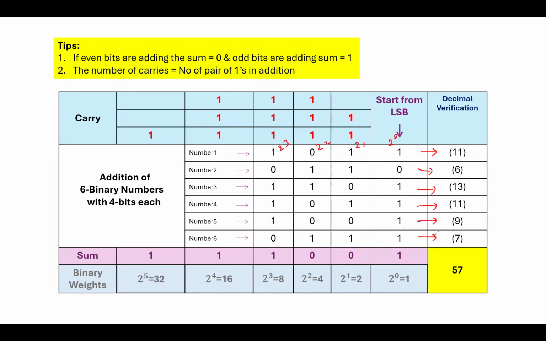Now we should add all these decimal numbers. Its equivalent value is 57. In the same way, we should convert the sum value into decimal. Then we should check. Here, this is 2 power 0, this is 2 power 1, this is 2 power 2, this is 2 power 3, 2 power 4 and 2 power 5. We should add the binary weights of corresponding ones only. 32 plus 16 plus 8 plus 1. Its equivalent value is 57. This is the right answer.